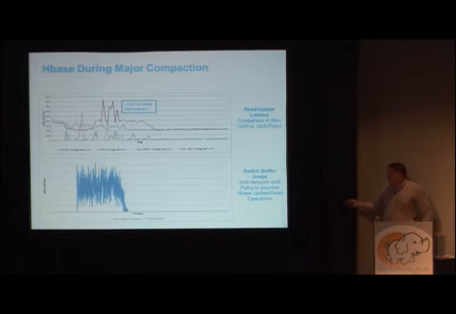That's where you see this big spike up here in reads. So what we did is, on a switch, we can do a simple quality of service policy where we can prioritize one given traffic type over another.